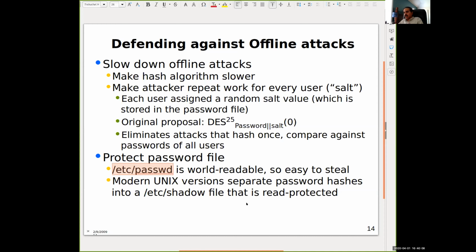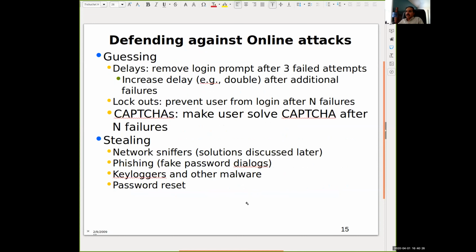Now this /etc/shadow file is only readable by the administrator or root, and therefore, unless you have root access, you cannot carry out password cracking or offline attack.